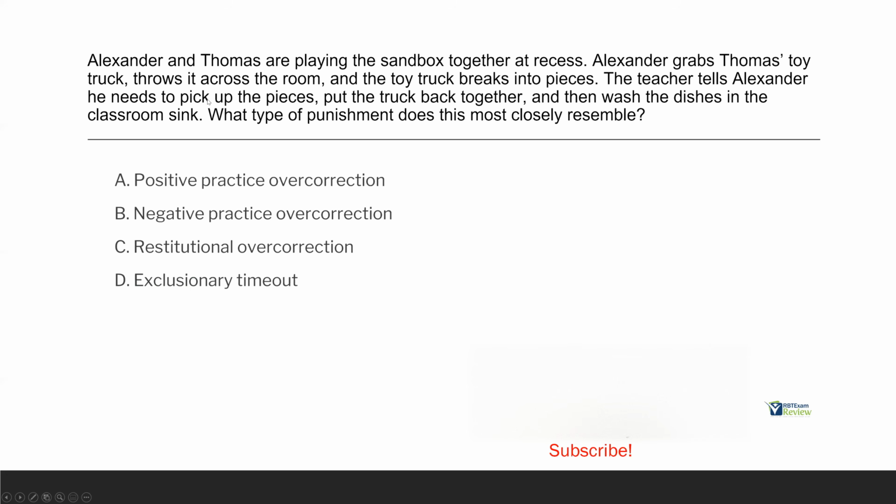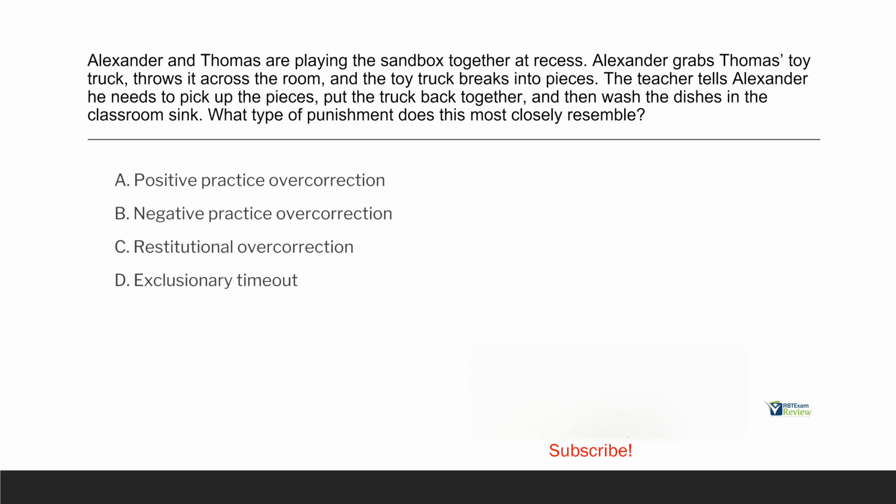Alexander and Thomas are playing in the sandbox together at recess. Alexander grabs Thomas's toy truck, throws it across the room, and the toy truck breaks into pieces. The teacher tells Alexander he needs to pick up the pieces, put the truck back together, and then wash the dishes in the classroom sink. What type of punishment does this most closely resemble?